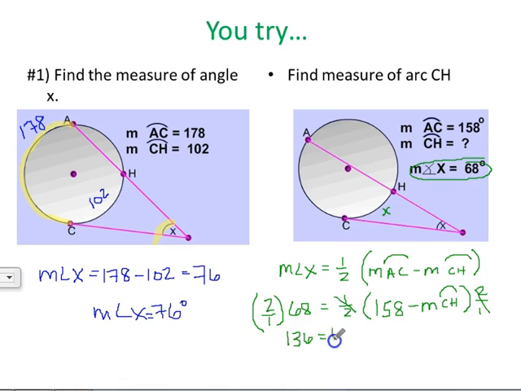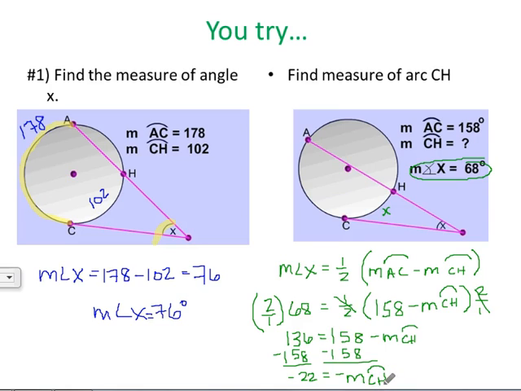And then we've got 158 minus the measurement of arc CH. So we're trying to solve for the measurement of arc CH. So I need to get rid of this 158. So to get that to go away, we're going to subtract it from both sides. 136 minus 158, and I get negative 22 equals negative measurement of arc CH.